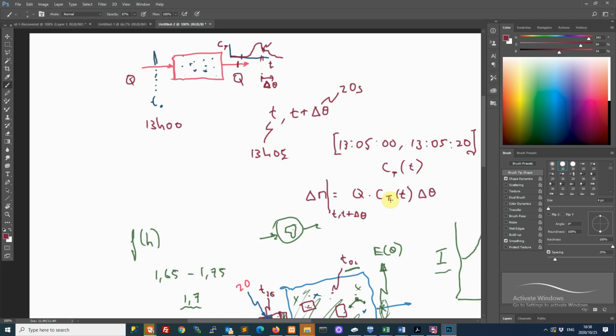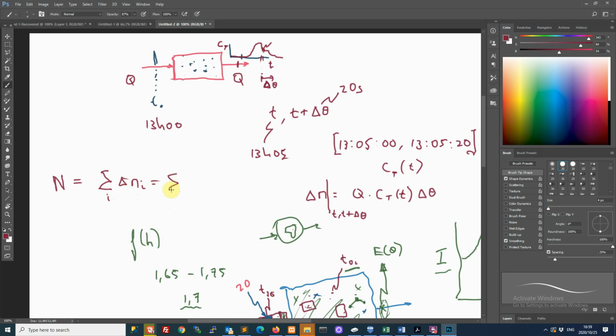Now, you can then say, well, if I go and sit here for an infinite period of time, I will eventually watch all the tracer leaving that system. Right, so you can say the total amount of tracer that I put into the system in the first place must equal the sum of all the tracer that comes out here. So the total amount that will eventually exit is the sum over all those time periods. So delta Ni, and that's going to equal the sum of all these things.